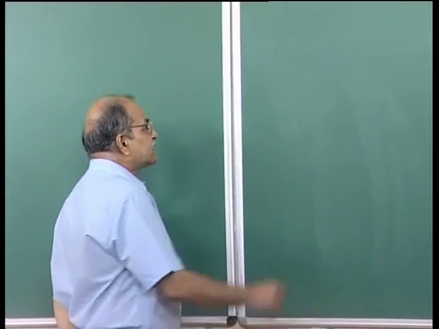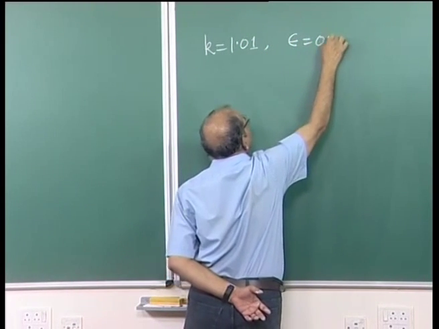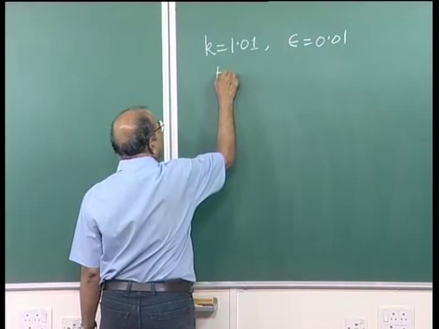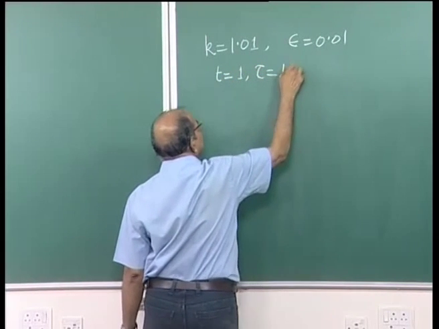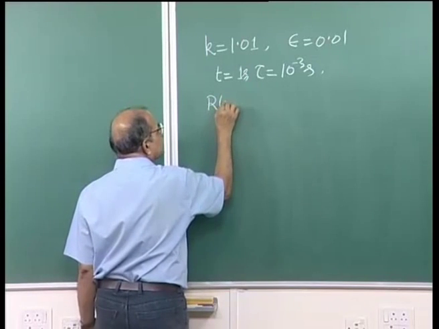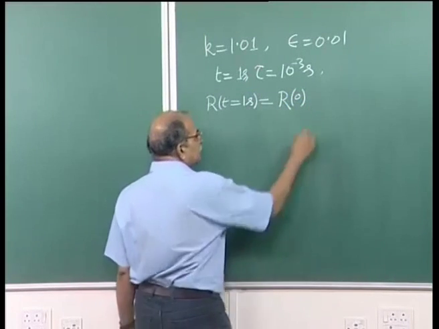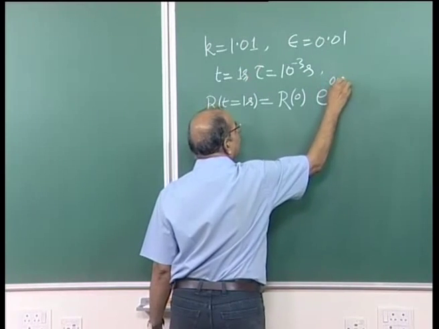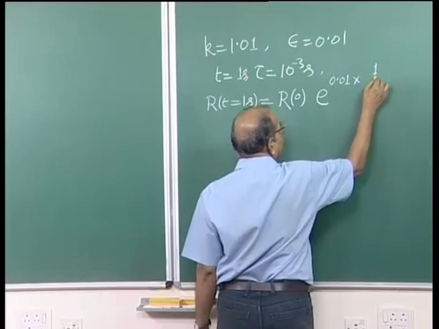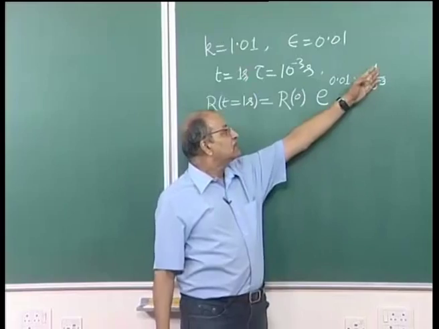A typical example we can take, suppose k is 1.01. So, that epsilon is 0.01 and in 1 second what happens to the rate? So, in 1 second, if t is 1 second and tau is 10 power minus 3 second, then r at t equal to 1 second will be equal to r at 0 times e to the power epsilon, which is 0.01, multiplied by t by tau, that is 1 second divided by tau, 10 power minus 3. So, that will be 1000 and this will be 10.